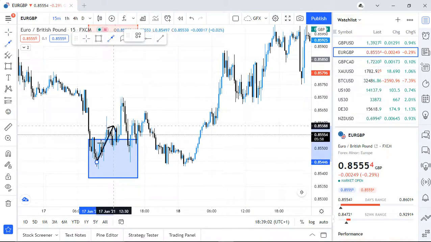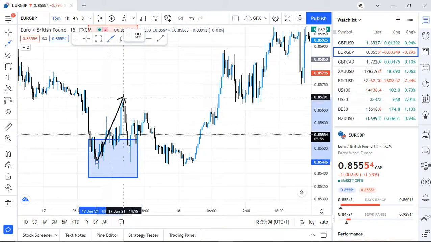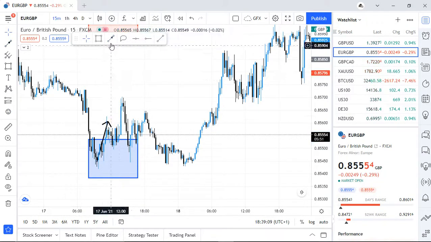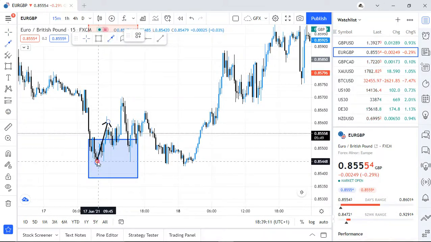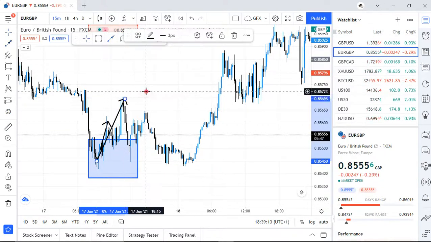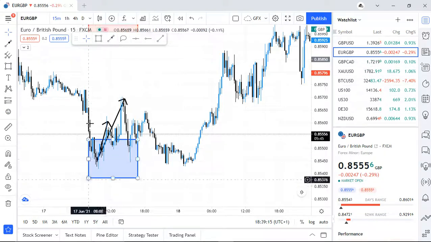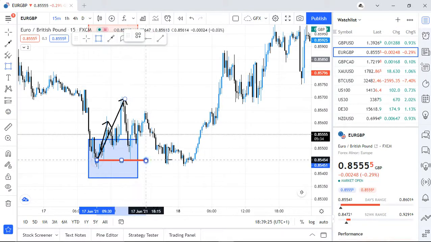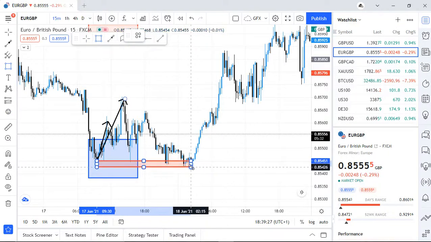Now look at this, boom, this was our entry, boom, TP1 was here this week, TP2 was here. This is already perfect enough for a scalper. But now let's see what happens if you like to swing.